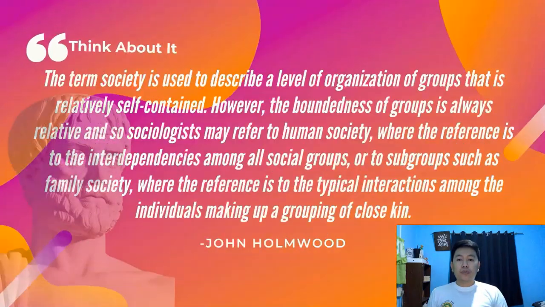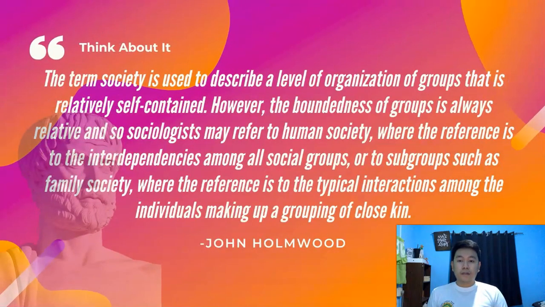According to John Holmwood, the term society is used to describe a level of organization of groups that is relatively self-contained. However, the boundedness of groups is always relative, and so sociologists may refer to human society, where the reference is to the interdependencies among all social groups, or to subgroups such as family society, where the reference is to the typical interactions among the individuals making up a group of close kin.